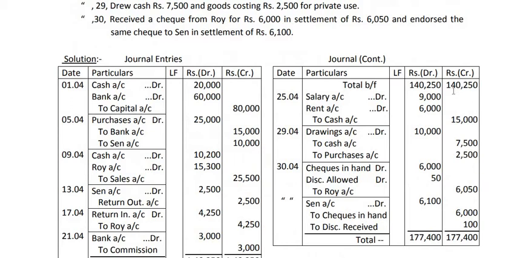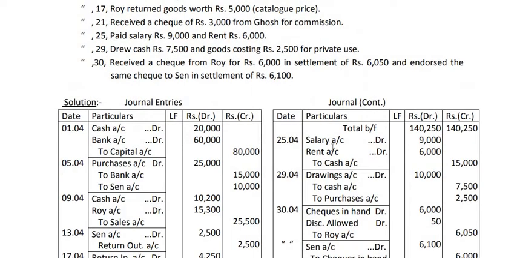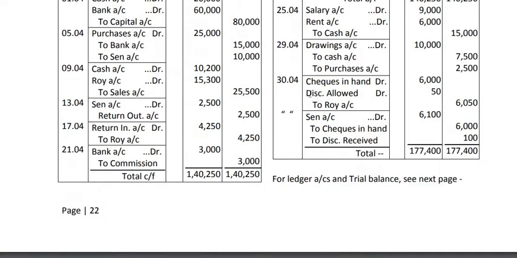So today we shall try to know how to post the entries from journal to ledger, that you have earlier done. Now I am again revising that. First we shall have to count how many accounts will be opened. So we have to open cash account, bank account, capital account, purchases account, then SAIN account, then raw account, then sales account, then return outward account, return inward account, then commission account, then salary account, rent account, drawings account, discount allowed account, checks in hand account, discount received account. So these number of accounts will be opened.